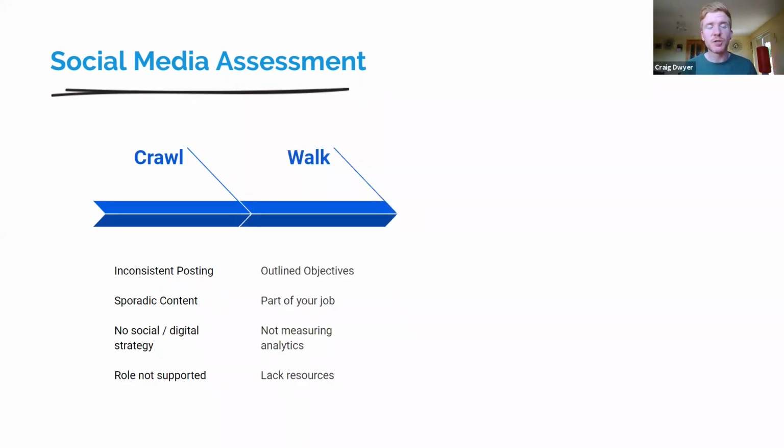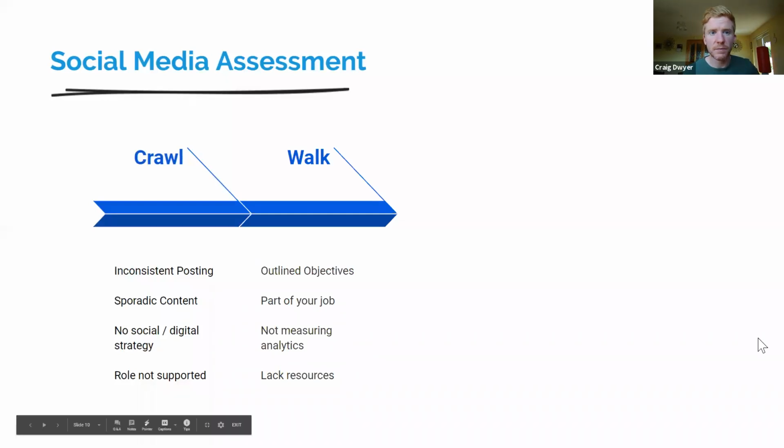The next stage in that journey is the walk stage. This is where you do have some outlined objectives. You have an idea of how you want to use social media as part of your campaigns. It may be part of somebody's job, or there are some resources allocated to that, but you're not measuring your analytics.